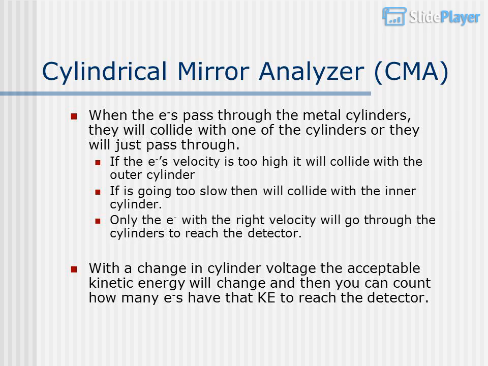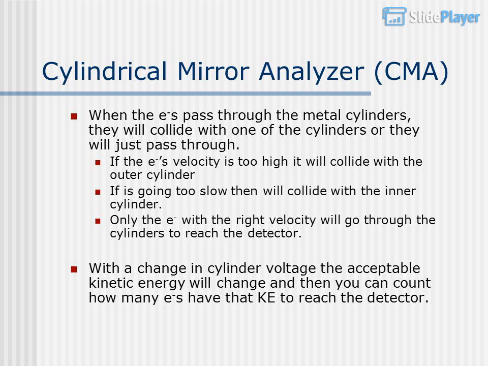Cylindrical mirror analyzer, CMA. When the electrons pass through the metal cylinders, they will collide with one of the cylinders or they will just pass through. If the electron's velocity is too high, it will collide with the outer cylinder. If it is going too slow, then it will collide with the inner cylinder. Only the electrons with the right velocity will go through the cylinders to reach the detector.